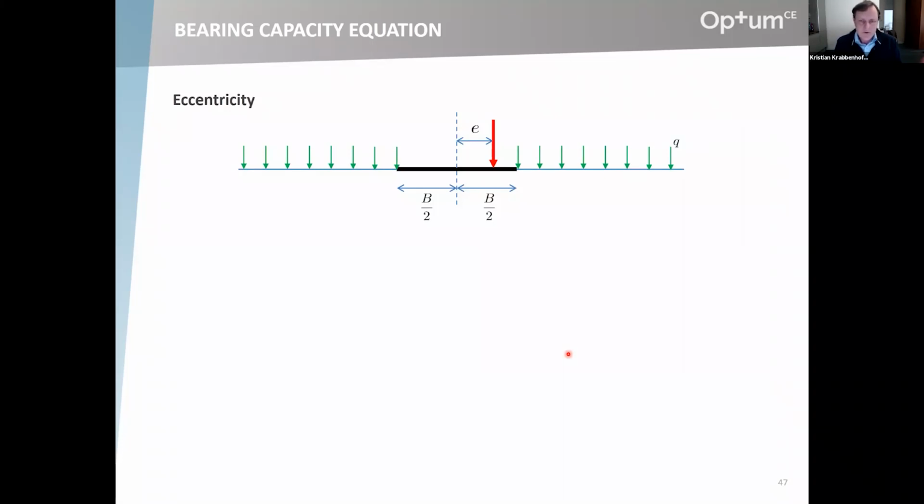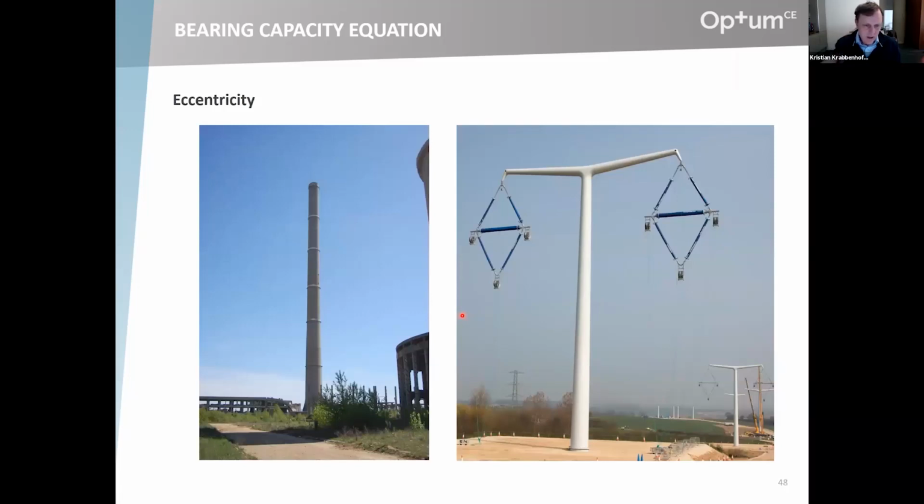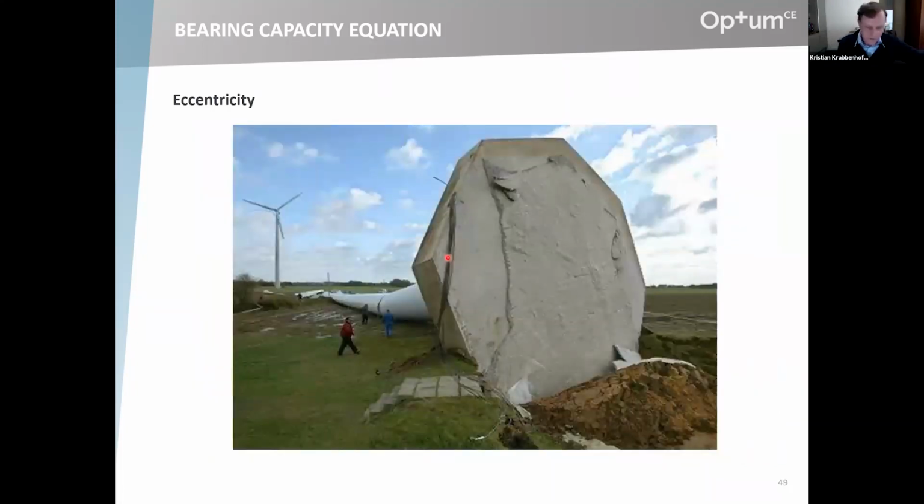Eccentricity is the case, of course, where we don't have a central load anymore, where the load acts at some distance e from the center of the foundation. And so that's relevant for these types of structures here. For example, a relatively light structure like a chimney with a good wind, a large overturning moment, or equivalently a large eccentricity. Sometimes these eccentricities get a bit too large, so that's of course what needs to be avoided.